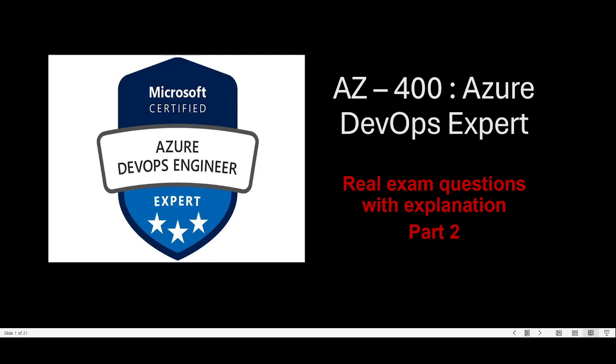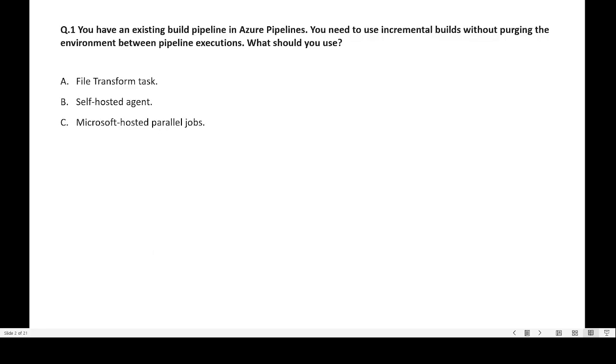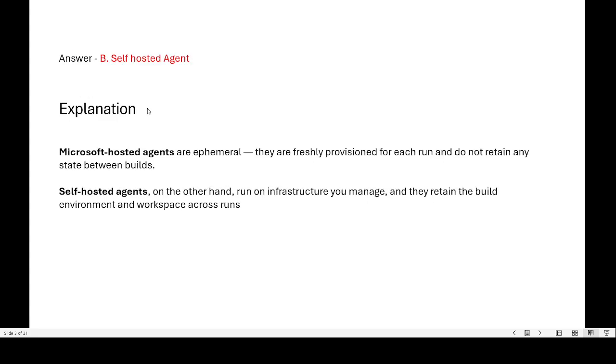So let's get started. First question: you have an existing build pipeline in Azure Pipelines and you need to use incremental builds without purging the environment between pipeline executions. What should you use? We have three options: file transform task, self-hosted agent, Microsoft hosted parallel jobs. Always remember, when you don't want to delete the environment and want to use it between builds, you are always going to use self-hosted agents. So let's check. The answer is self-hosted agents.